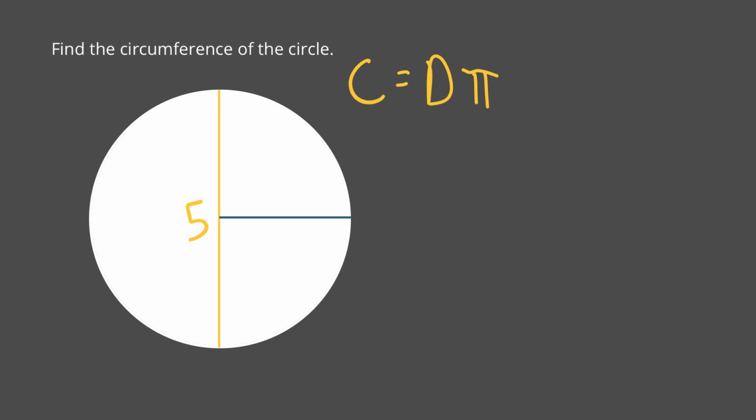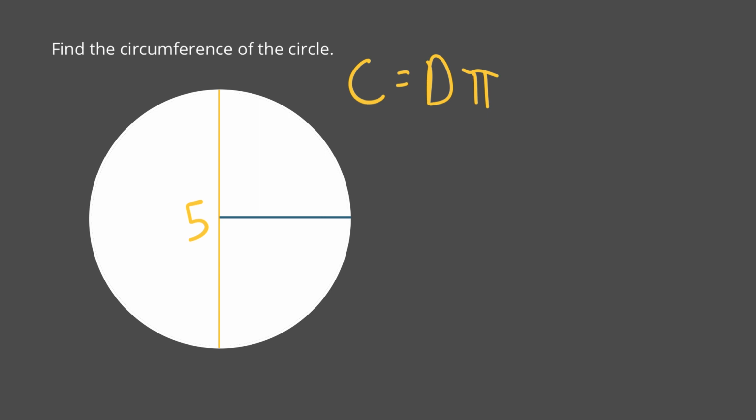If this is your first time hearing about pi, don't worry. Pi is just a number. It's a very special number that you will see frequently with circles, but it's basically the same thing as 3.14. So don't worry about it. We'll just leave pi as pi and just think of it as another number.